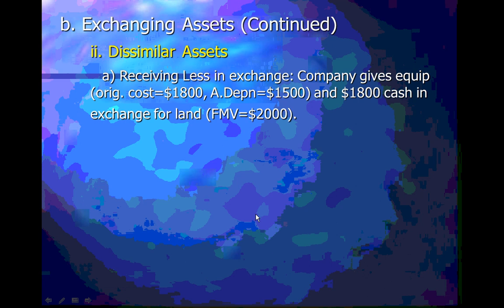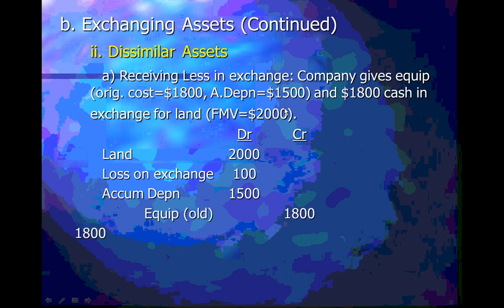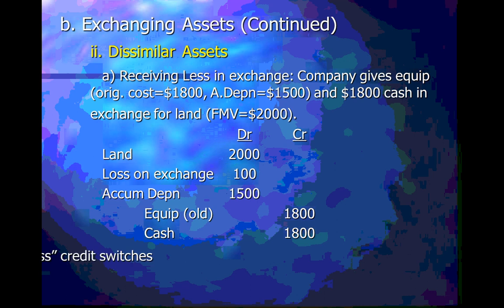Finally, with dissimilar assets, if you get less in exchange, we could have equipment that had original cost of 1,800, accumulated depreciation of 1,500, so book value of 300, and we got $1,800 in exchange for land of 2,000. Notice we're getting a $200 discount. We had a $300 net book value, so our journal entry would look like this. We only have a loss of 100. Okay, but these won't be on the test. This is just content that we have to cover.